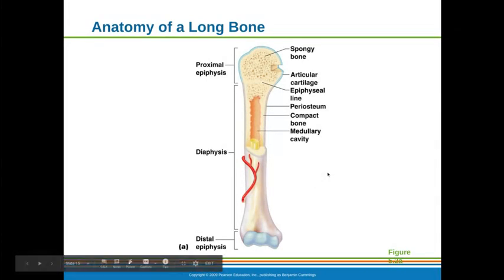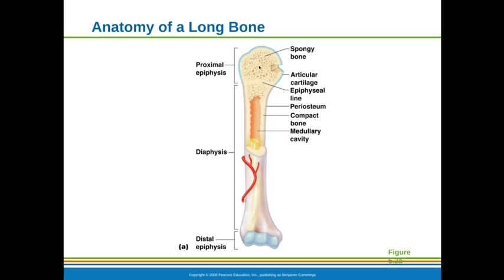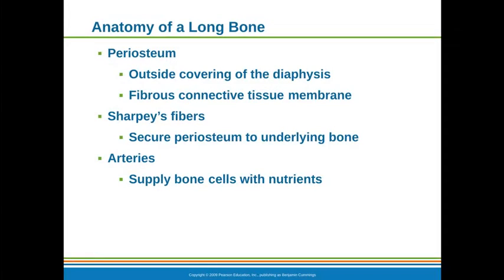Now, within this, we have the medullary cavity, we have compact bone, and then this covering that we have called the periosteum on the outside. And then within the epiphyses, we find spongy bone covered with the periosteum and articular cartilage, which will help to decrease friction. We should know that from chapter 3. So, the periosteum is this outside covering of the diaphysis, and it's fibrous connective tissue, and the Sharpey's fibers will secure the periosteum to underlying bone. It's very tough, and we need it to be to protect the bone.